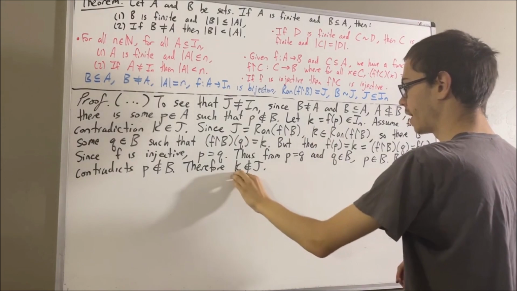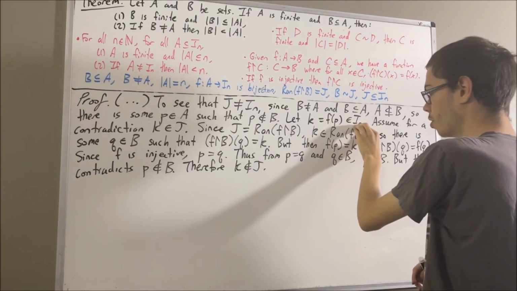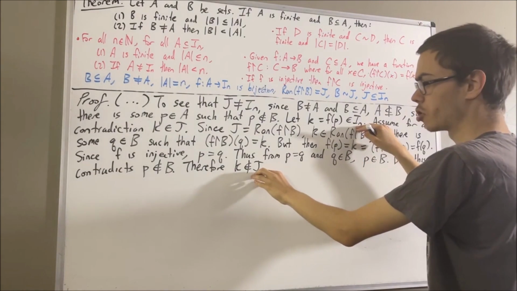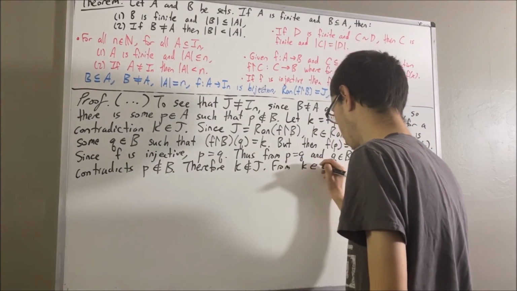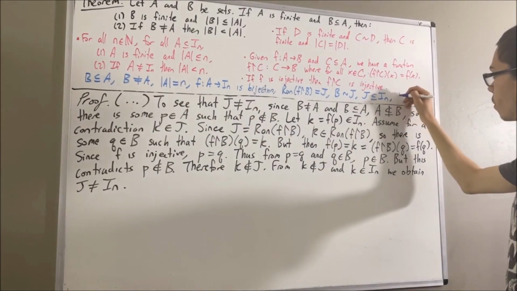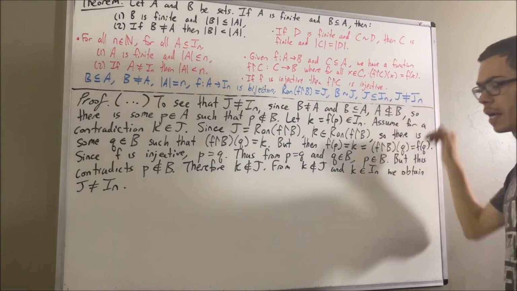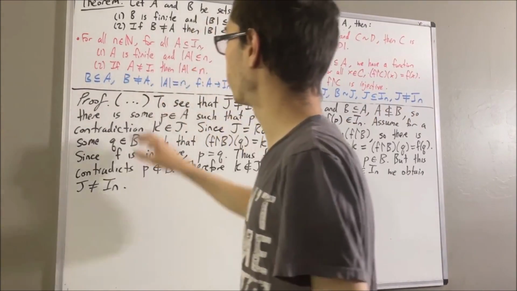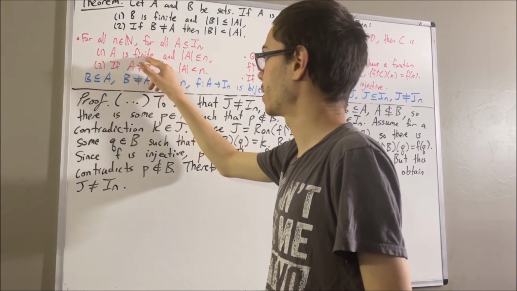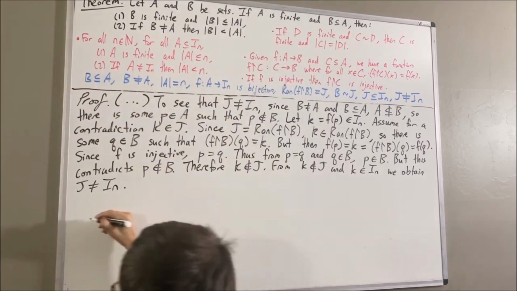So what we see here is that k is not an element of j, and k is an element of In. So we see that j and In don't share exactly the same elements, so they're not equal. So we have that j is a subset of In, but not equal to In. So we can apply this fact to j, right? We will obtain that j is finite, and since j is not equal to In, the number of elements in j is strictly less than n.